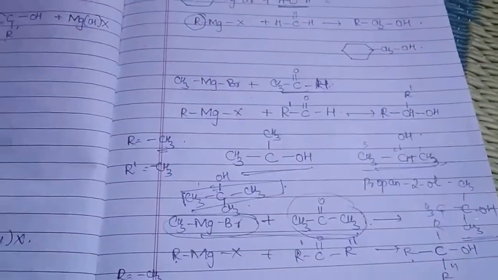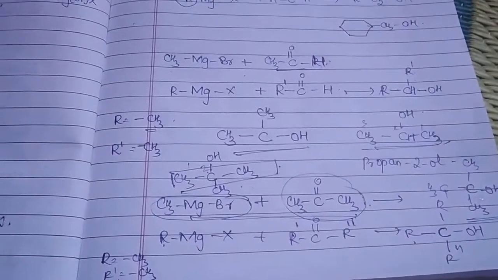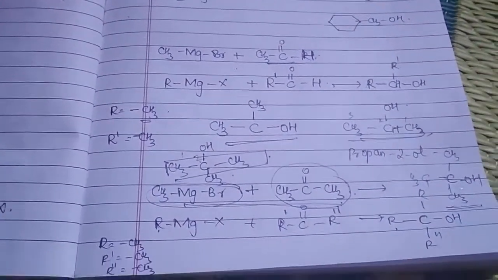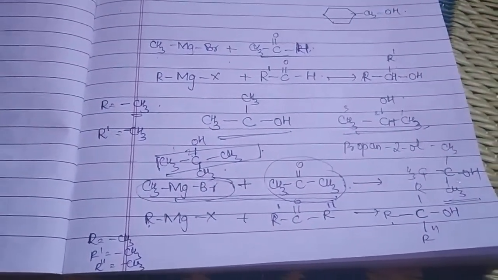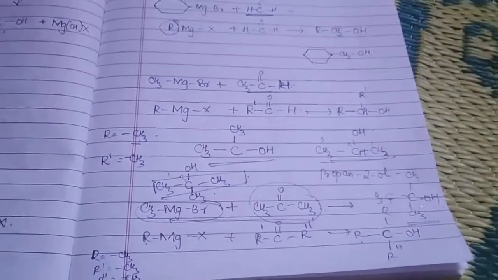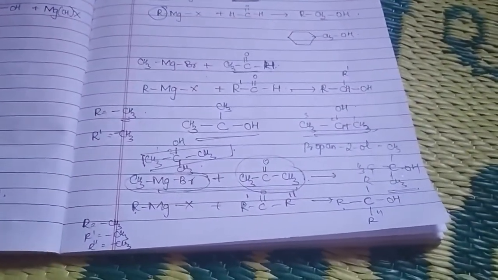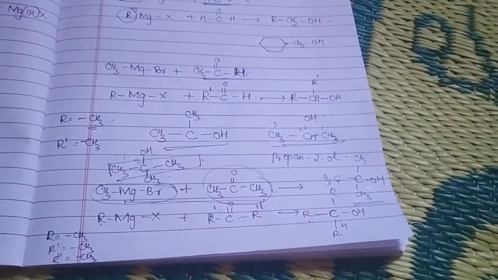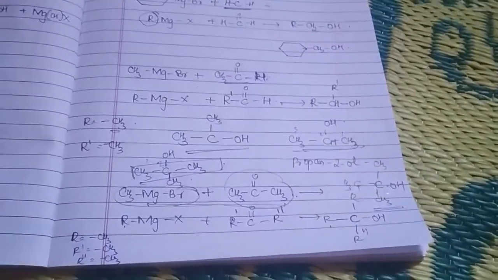Do remember, whenever formaldehyde is treated with a Grignard reagent, we will get a primary alcohol. Any other aldehyde other than formaldehyde gives a secondary alcohol. And if you use ketones with a Grignard reagent, we will get a tertiary alcohol. Is that clear? Okay. So next we are going to see how we can prepare phenols.